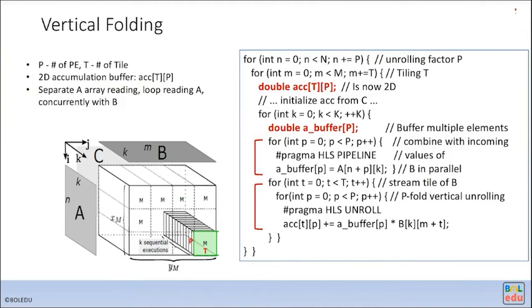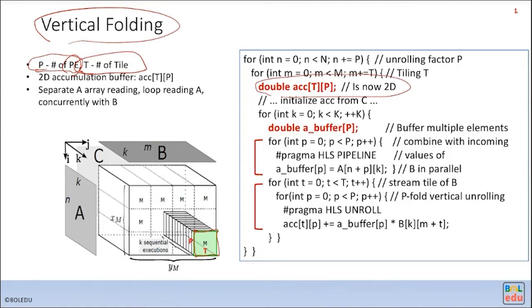Okay, so next, let's talk about the tile scheme. That's a vertical folding technique. Basically, it's similar to the block matrix multiplication, but it actually uses P processing elements and does T tiles. For this, you need to keep an accumulation buffer with the dimension T by P.